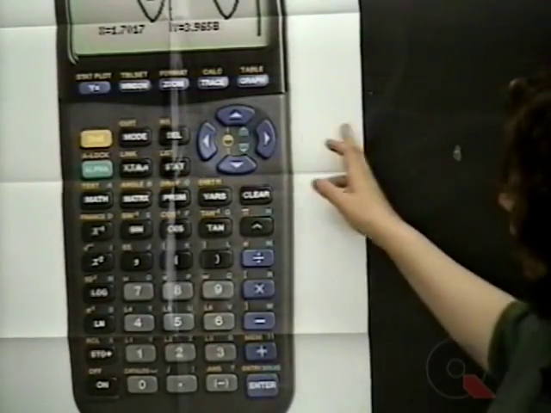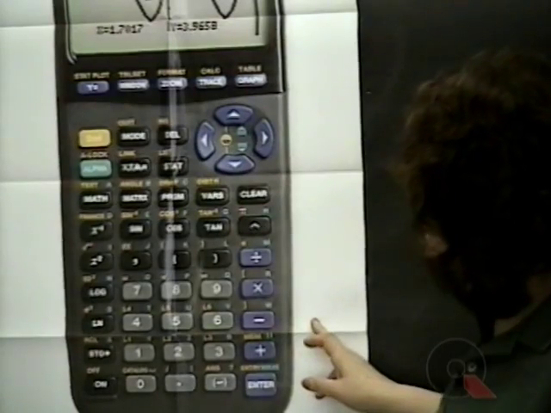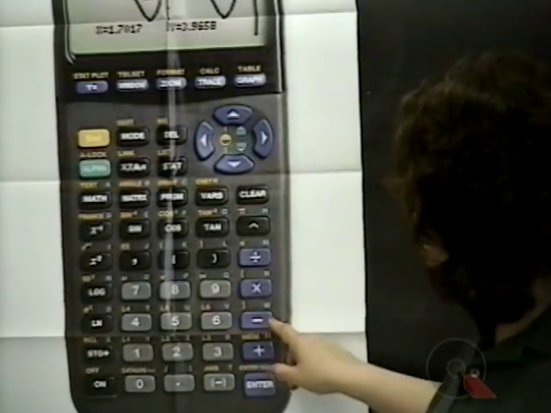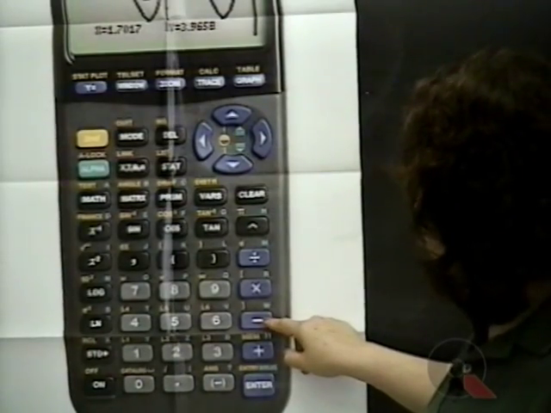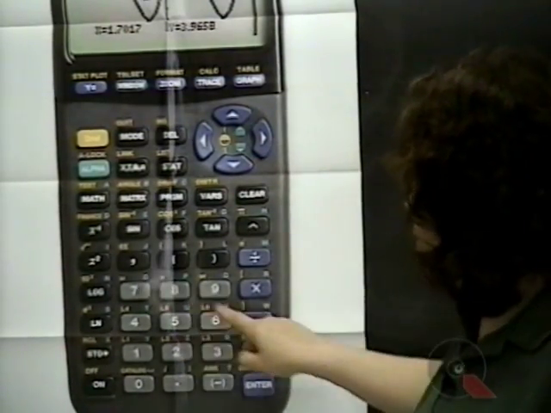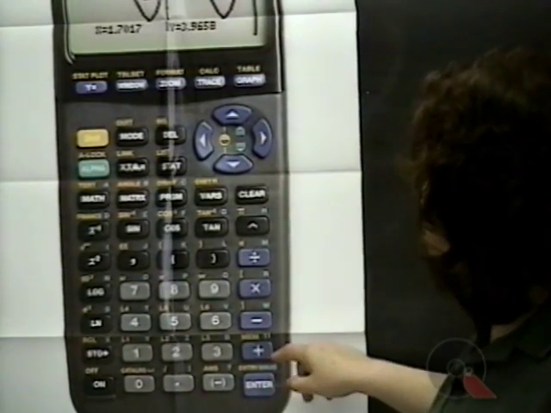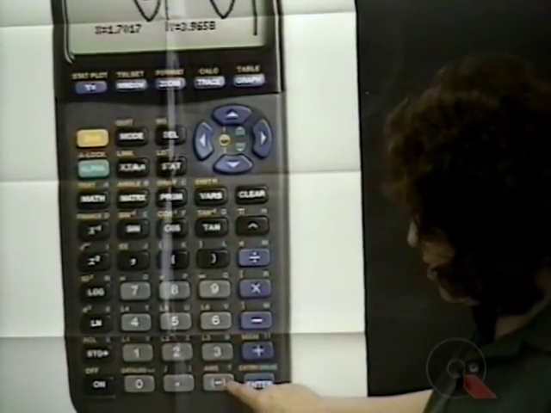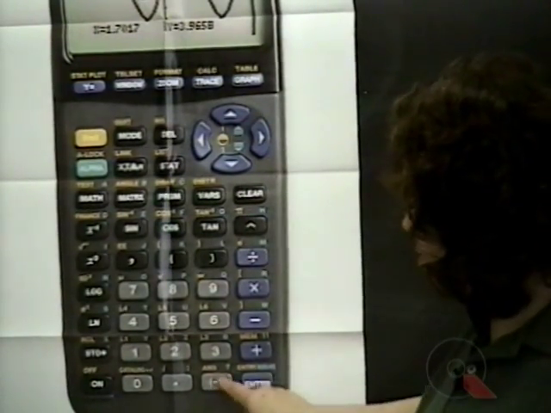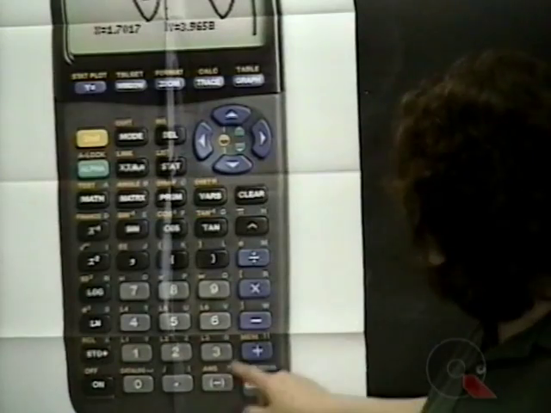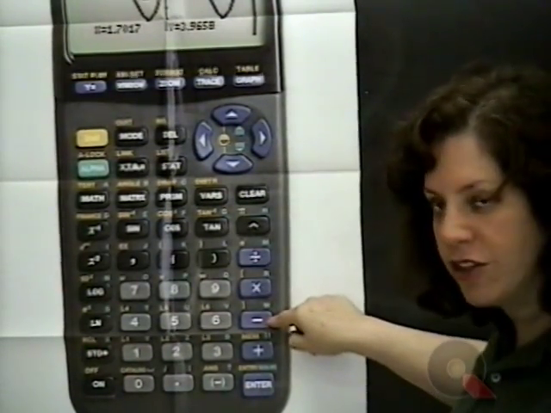Now, if you look at your calculator keypad here, you might notice that there are 2 minus signs. This minus sign is for subtraction. So, for example, if I want 8 minus 5 and I hit enter, I'll get, of course, the answer 3. This, put before a number, turns it into a negative number. So the minus sign in the parentheses is for negative numbers. This is for the regular subtraction.